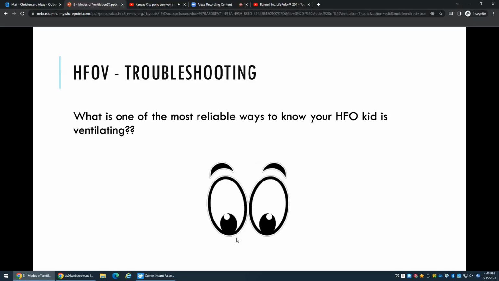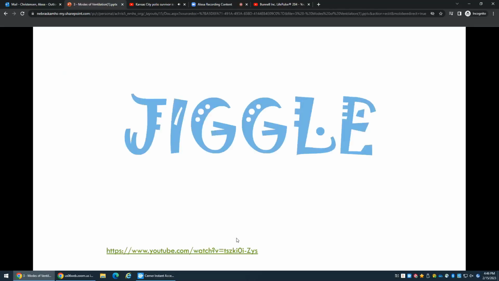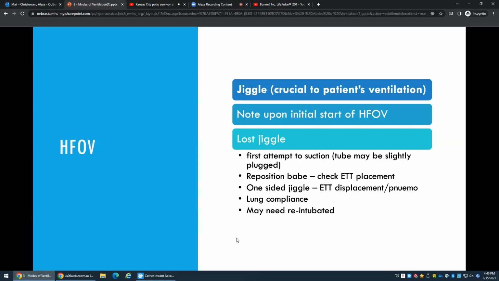One of the most reliable ways to know that your oscillator kit is ventilating. Anybody knows what it is? It is the jiggle. So your jiggle is crucial to your patient's ventilation. If you're not visibly seeing the shake go on the chest and the abdomen jiggling, that means it's not happening in the lungs. If it's not happening in the lungs, that means the patient is not being ventilated and oxygenated.